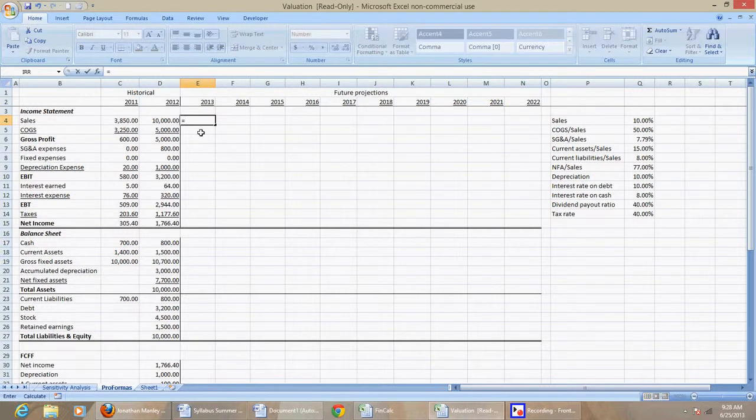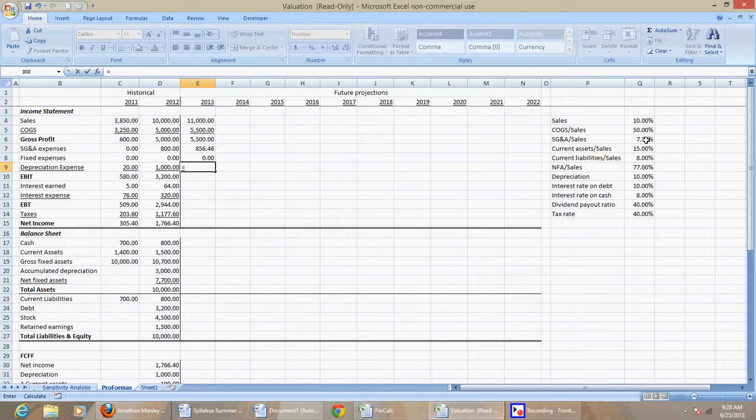So let's start with sales. Sales we're going to say is going to grow at 10%. So 1 plus this sales growth rate. Lock that down. Cost of goods sold is going to be a certain percentage of sales. Lock that down. Gross profit. SG&A expenses is going to be a certain percentage of sales. Fixed expense we're going to leave as 0. And if we wanted to put fixed expense in, we could.